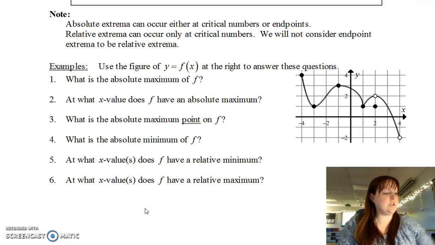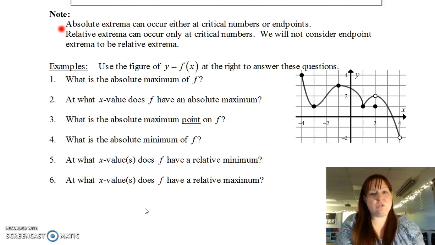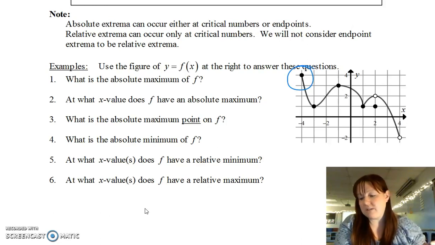All right, so let's just take a look at what absolute maxes and absolute mins look like. When we're talking about absolute extrema, they can happen at endpoints or anywhere in the function. Here's a graph, and what is the absolute max of f? Well, let's look. What is the highest y value? That would be this right here. That's the highest y value. So our absolute max occurs at 4.